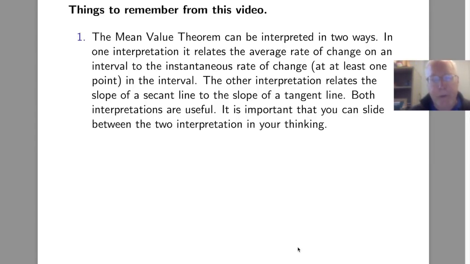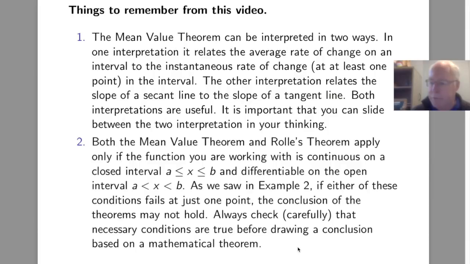We'll just go over them very quickly. So the mean value theorem can be interpreted in 2 ways. In one interpretation, it relates the average rate of change on an interval to the instantaneous rate of change. This is kind of a symbolic interpretation. It also relates the slope of a secant line to the slope of a tangent line. That's a geometric interpretation. Both these interpretations can be useful, and as we've said in other parts of this course, sliding between the symbolic and the geometric can be very important and really help you in your thinking and interpretation of details.